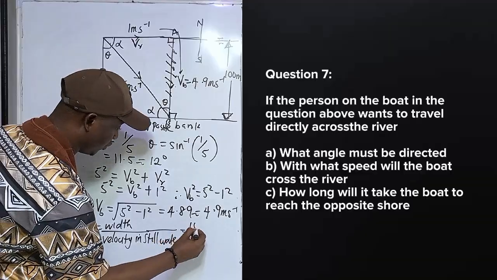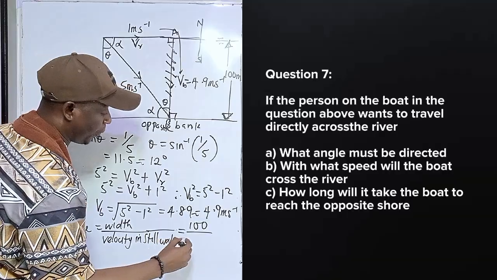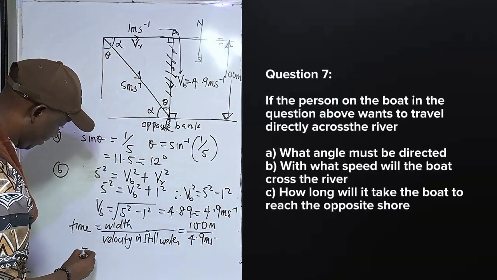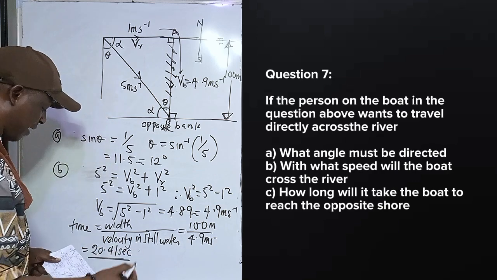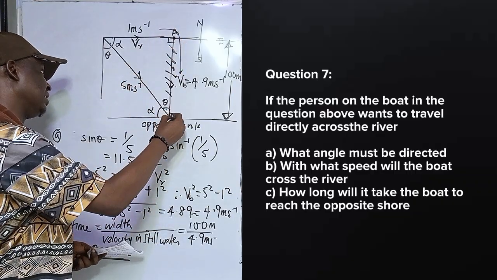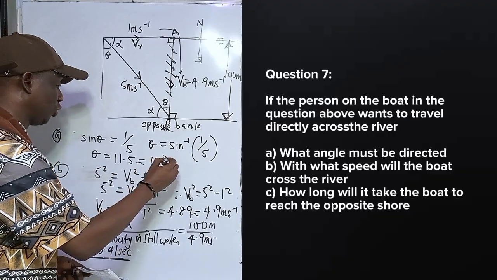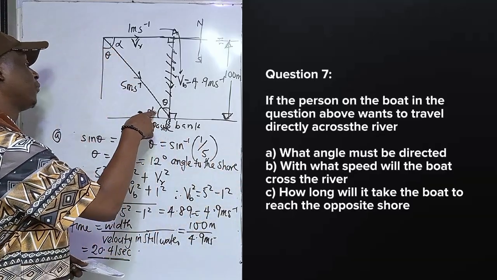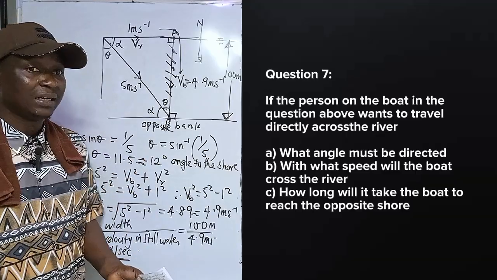So in that case, we use 100 again. But this time around, it has changed because we are now using 4.9 as the velocity in still water, meter per second. That gives 20.41 seconds. So this is the time it will take to cross the river from point A to the destination on the opposite bank, point B. So you can solve for the angle. This is the angle to the shore. Don't forget, angle to the shoreline. You can always solve the angle to the bank by subtracting this one from 90. I think we have done several of them in this class.